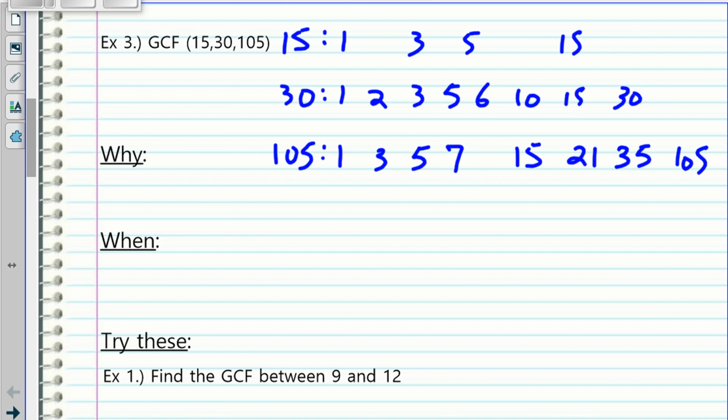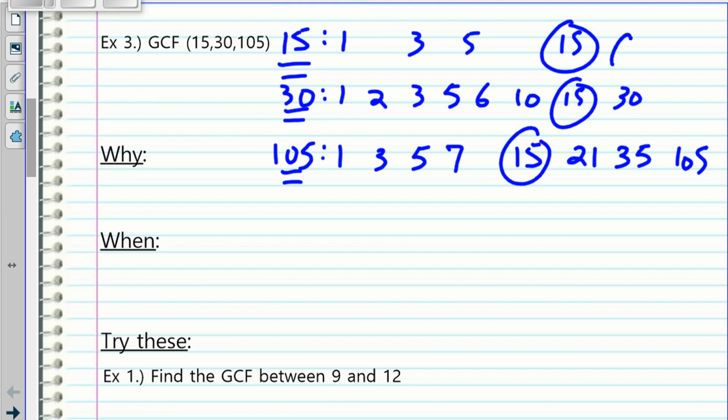All right. So let's see, why don't you take a look at this right now? What's the largest number, factor rather, that these three numbers share? What is it? See if you can find it. Yep, that's right. We got 15. All right, so that's the greatest common factor.